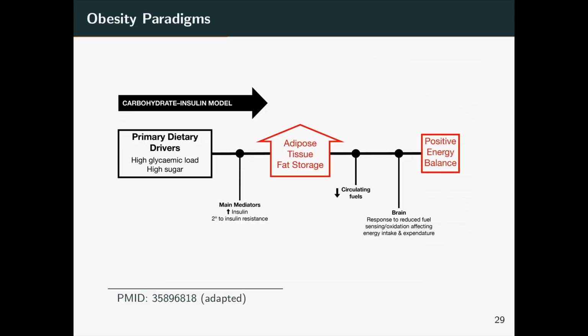I prefer the carbohydrate insulin model, which says that a high glycemic load diet results in elevated insulin, and that elevated insulin partitions energy into fat stores. That leaves us with low circulating fuels, and we therefore compensate by eating more and by lowering our energy expenditure, and that puts us into positive energy balance. And so the positive energy balance is an outcome of a physiological state rather than a cause of the obesity.